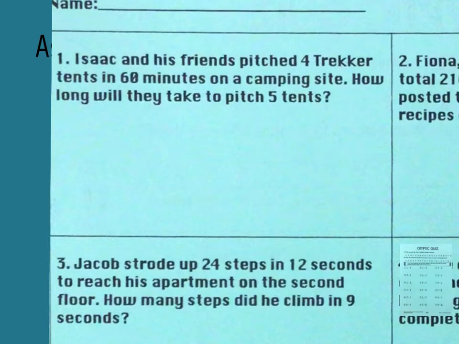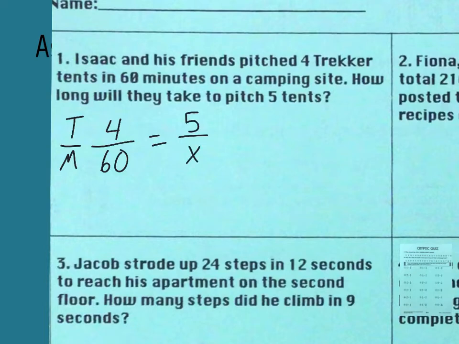So Isaac and his friends pitched four trekker tents in 60 minutes on a camping site. How long will it take to pitch 5 tents? Now, let's look at this question. What are the two things being compared? So we're going to be looking at tents to minutes. Okay, so we have these 4 tents, and then it took them 60 minutes to put them up. And we want to know, how long is it going to take to do 5 tents? So that's where my X would be, because it's how long. We want to know how long it is.